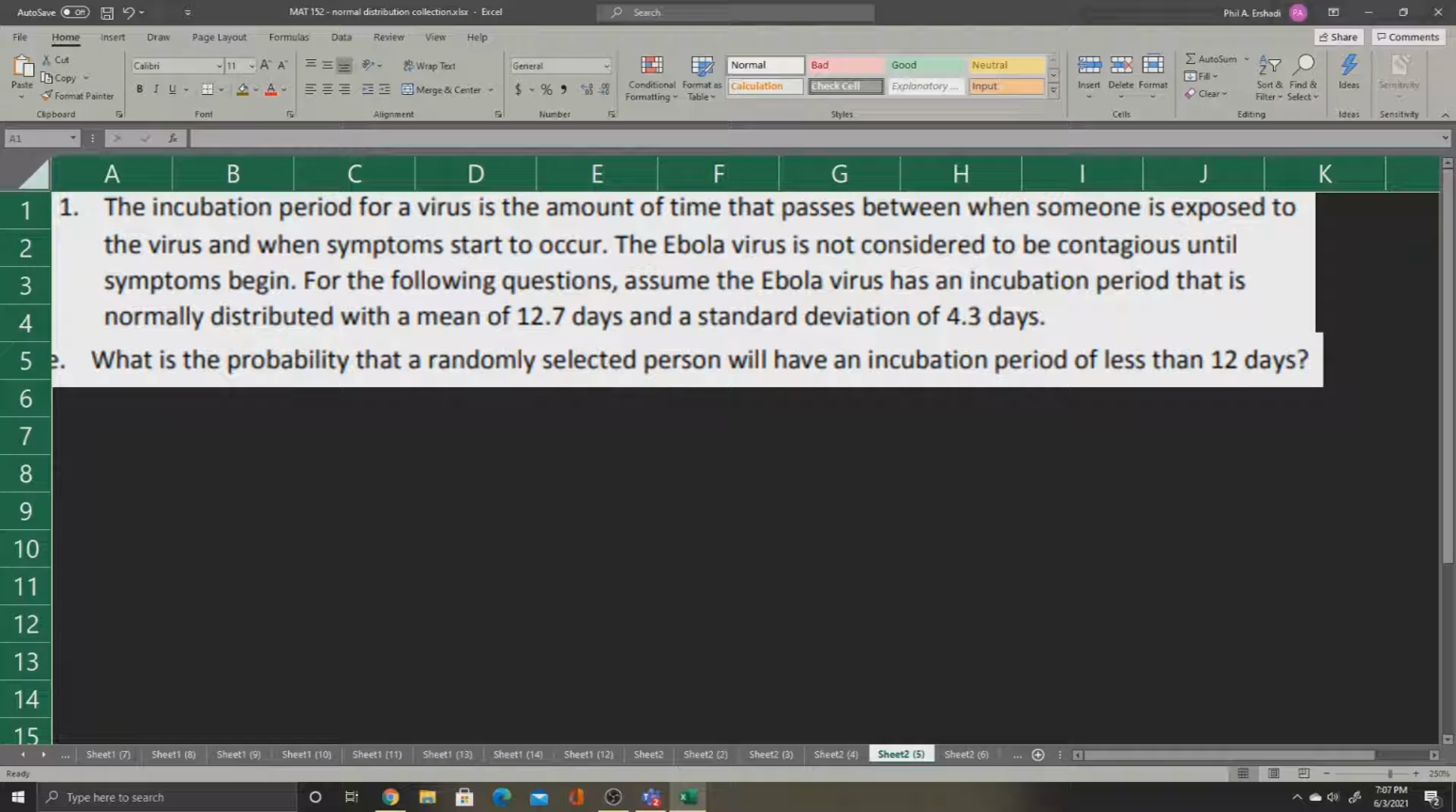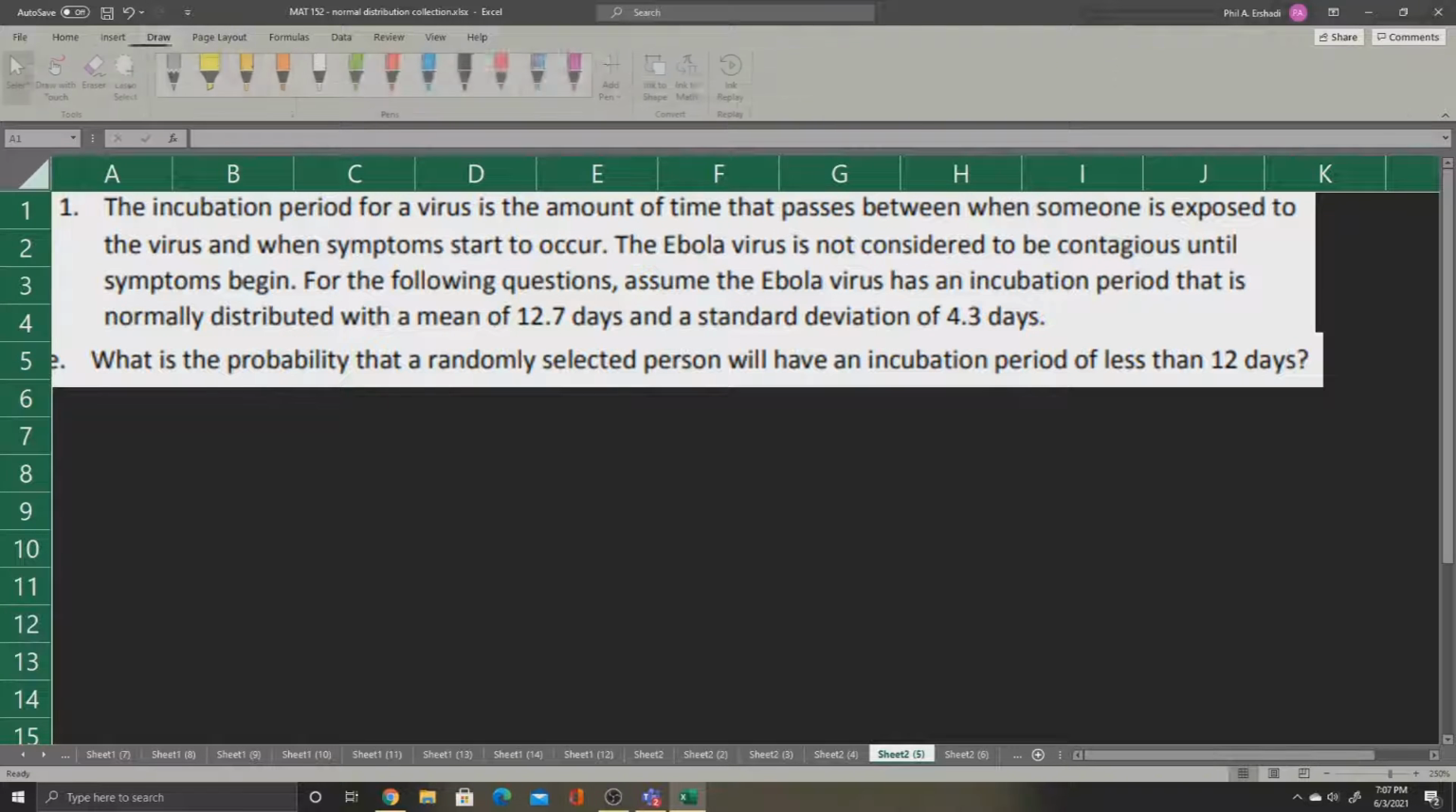Problem E changes the wording. Now, our x value is still 12 days. We are still looking for probability. But now, we're not being asked about a group. We're being asked about a randomly selected person. So this time, because we are not looking at a group, we will not need to use n in our formula.